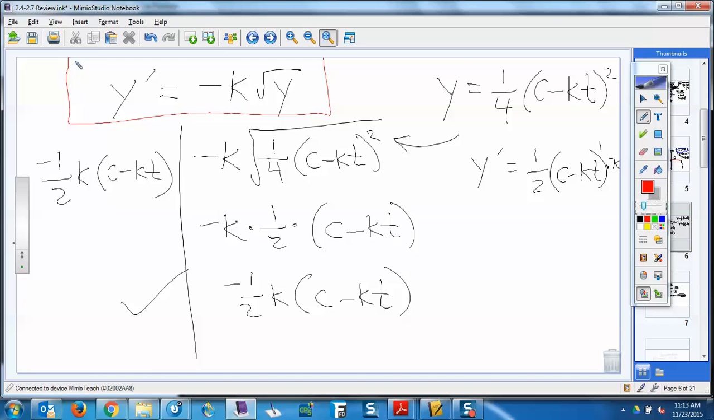Now that's what 49 was. On 49, you did not have to do any work to it. All you had to do was write it out. Isn't that what it said?